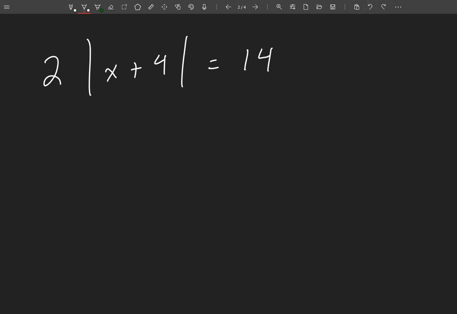All right, so what I'm going to do instead of distributing, let's pretend this thing right here was just an x. If this was just 2x equals 14, right?